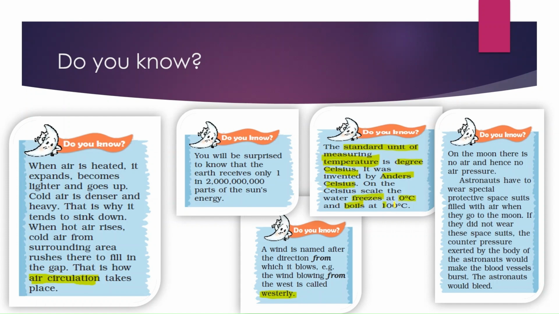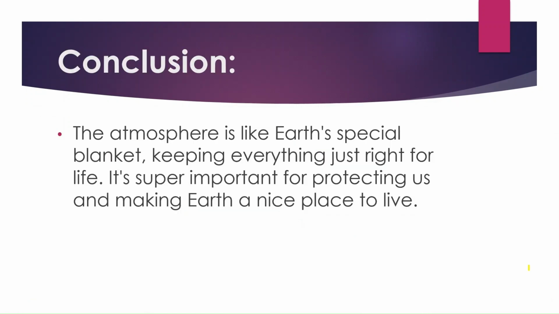You will be surprised to know that Earth receives only 1 in 2 billion parts of the sun's energy. And on the moon there is no air, and hence no air pressure. So that is why the astronauts have to wear special protective suits that are filled with air when they go to the moon. What will happen if they do not wear this suit? The counter pressure exerted by the body of the astronauts would make the blood vessels burst, and the astronaut would bleed and die.